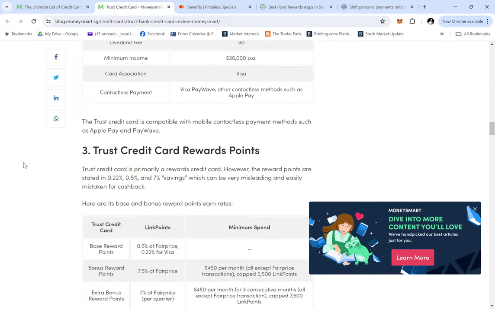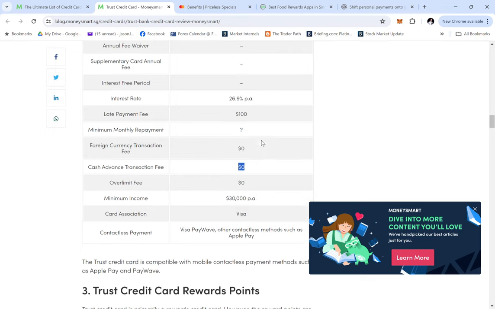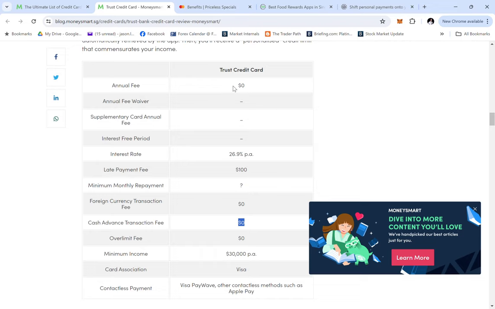However, there is something that I might want, which I think is actually pretty worthwhile. The foreign currency transaction fee is actually zero. And the cash advance transaction fee is zero as well. So I think this is actually one of the best features of all. And of course, there is no annual fee. Because of these, yes, I think you should get a card.